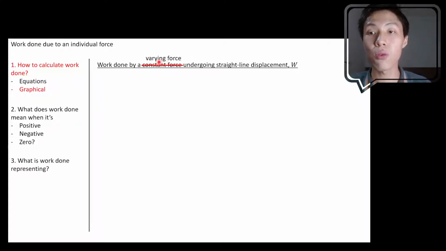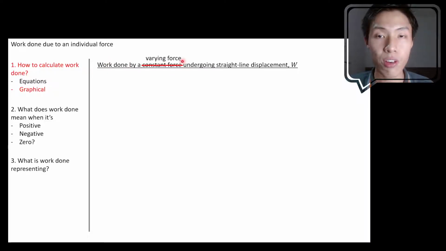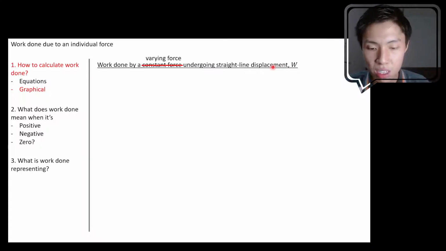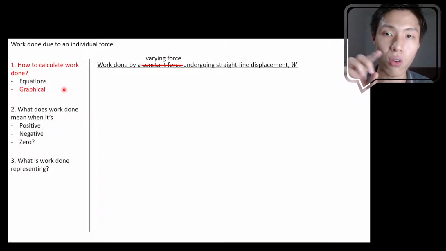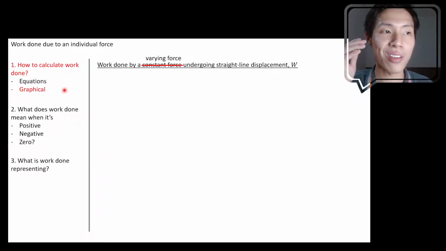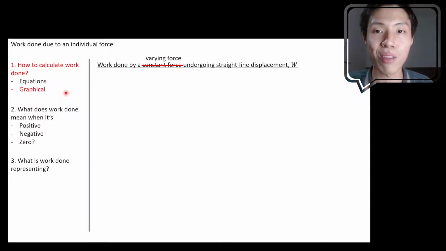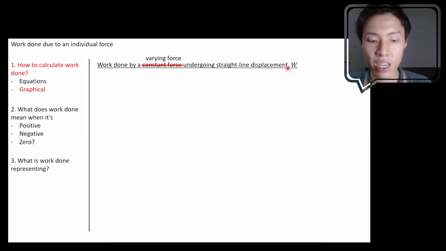Okay, so now we are going to study work done by a varying force undergoing a straight line displacement. In your syllabus, they strictly say it's for work done by a constant force, even though it's a graphical approach. They only limit you to constant force. But based on many mock exams that I have seen, many questions ask about varying force, even though the syllabus is constant force. So I'm still going to teach you work done by a varying force undergoing a straight line displacement.